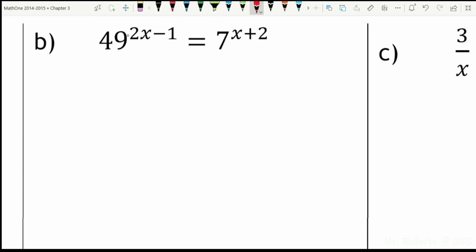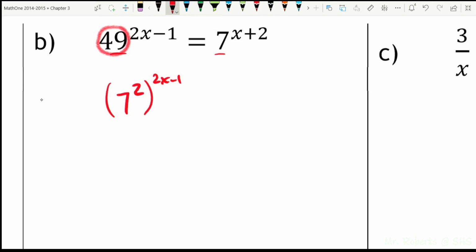And looking at this, I know that the 49, I can rewrite that as 7 squared. So when I see this 7 and this 49, I'm thinking, hey, how can I get the same base? Well, this is my strategy. 49 is the same thing as 7 squared. Now, I'm not done yet because the bases are still not both 7, right? So what I do now is I use the rule a power raised to a power. So I've got 7 squared, and I'm going to raise that to the 2x minus 1 power.